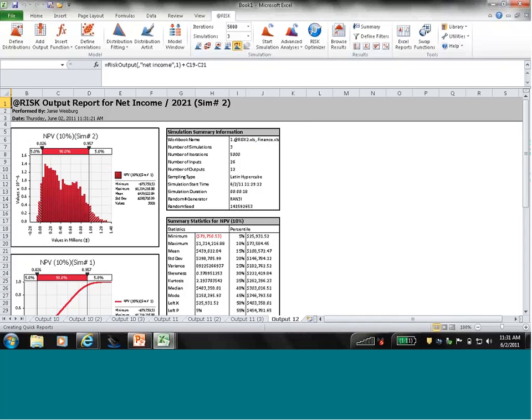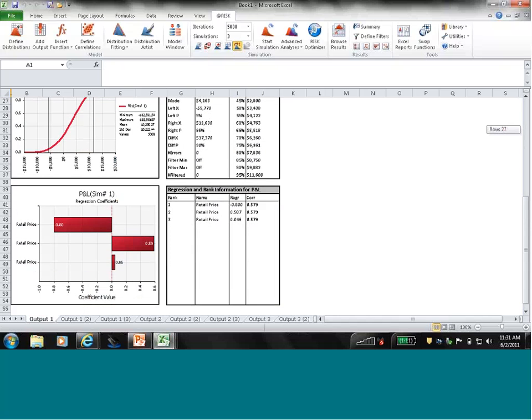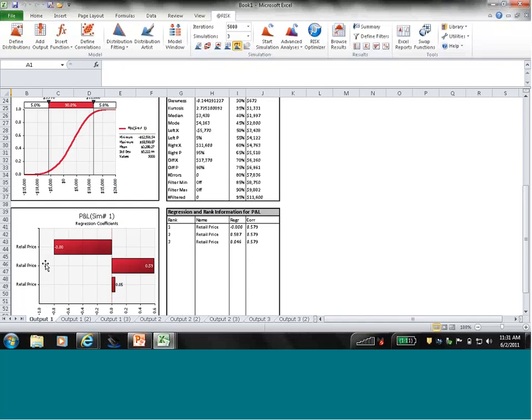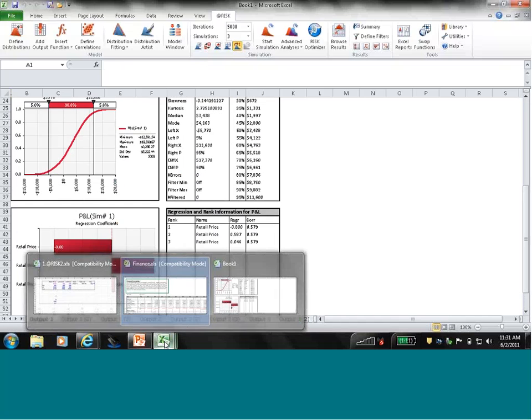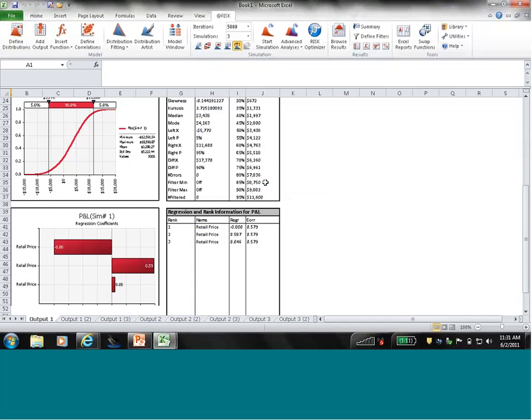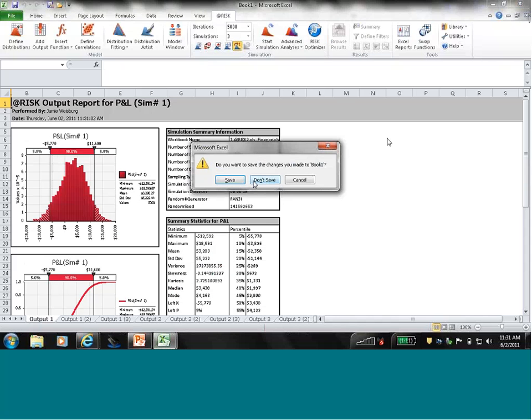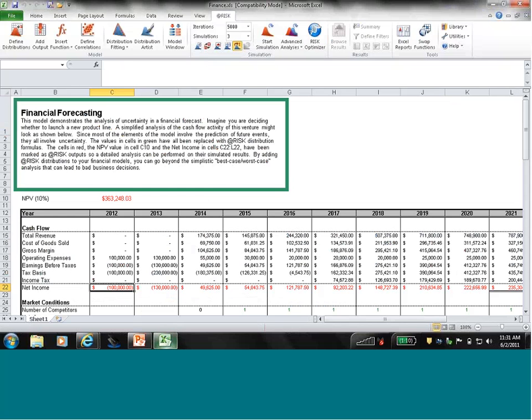We have our profit and loss, and tornado diagram down here. I'm just going to close out of the other model that I have open. If you have multiple models open, it'll run a simulation on every model that you have open. So those are the quick reports.